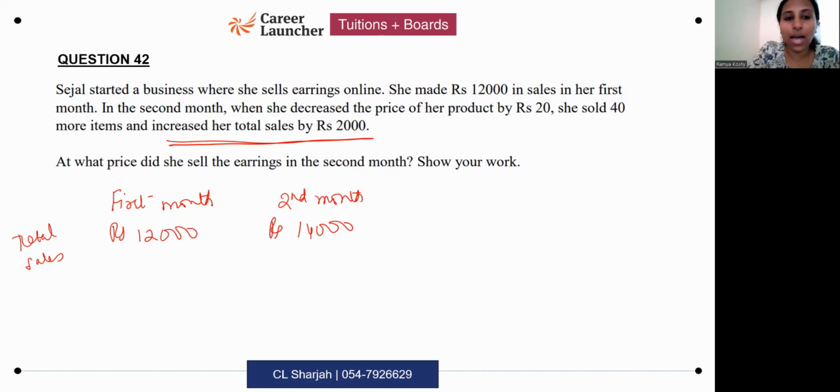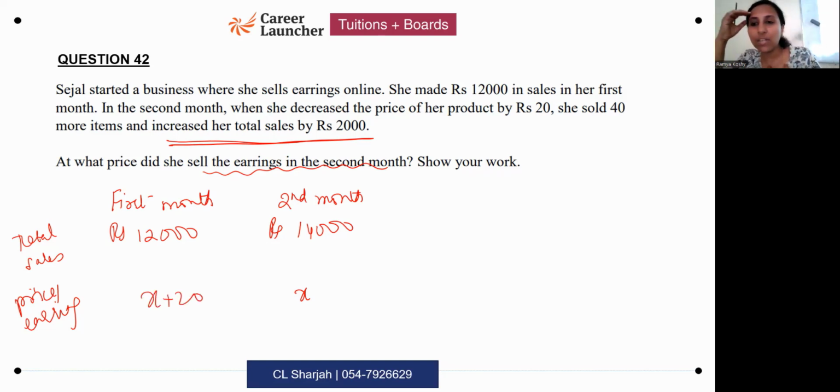Now, over here, I want at what price she sold the earrings in the second month. Let me assume that the price per earring, this is what we want, correct? Let us assume that the price per earring over here in second month is X. Can you tell me what was the price per earring in the first month? Very good. X plus 20.